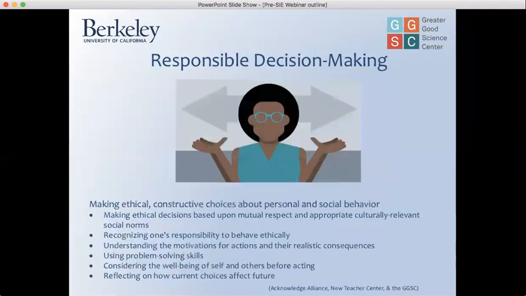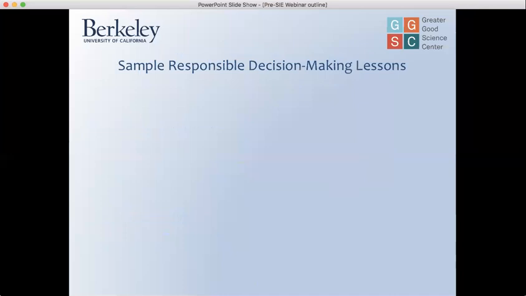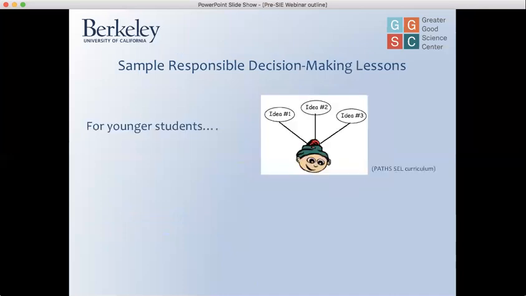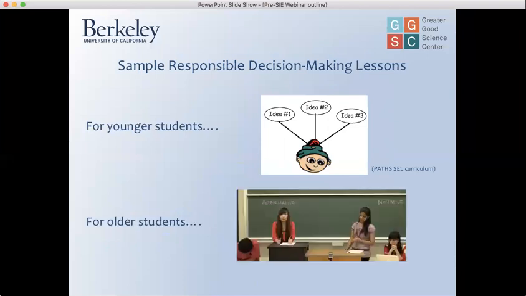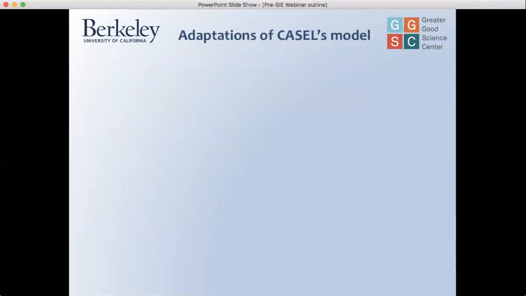And then here's the definition, finally, of responsible decision-making and some of those skills that fall under that category. Some sample responsible decision-making lessons for younger students might be generating a list of possible solutions to a problem. For older students, maybe they might develop their ethical thinking skills by debating whether or not it's the government's responsibility to pay for citizens' health care. Again, an idea that was generated in a summer institute.